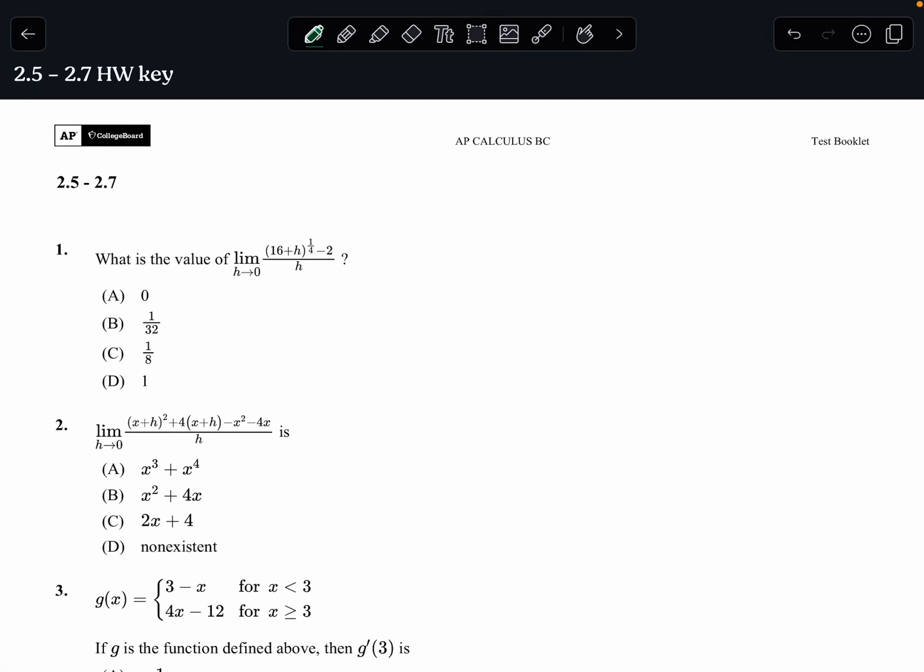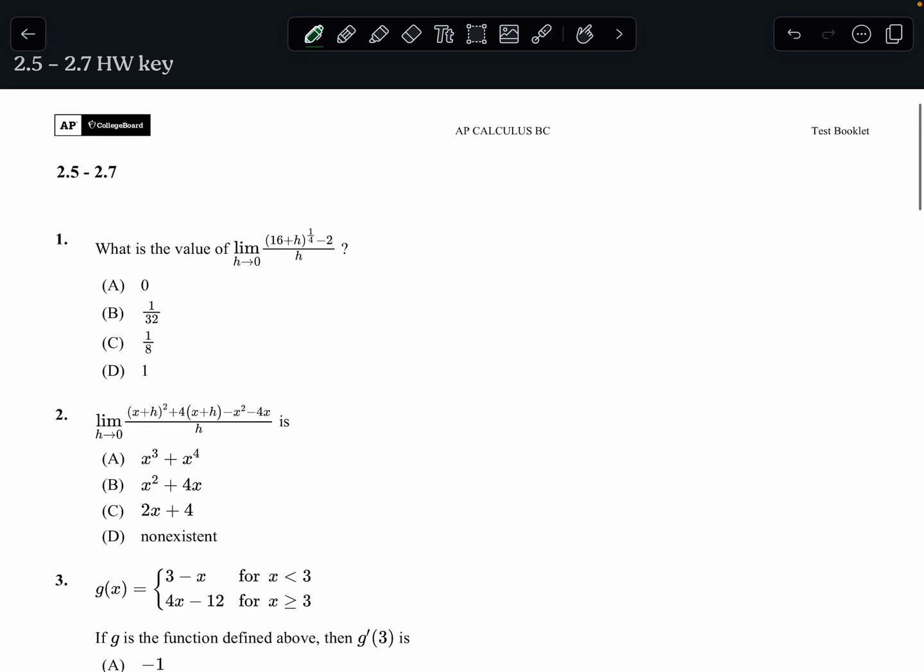Hey guys, this is the 2.5 through 2.7 homework.